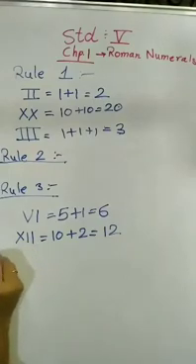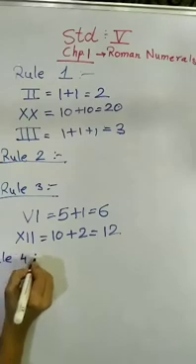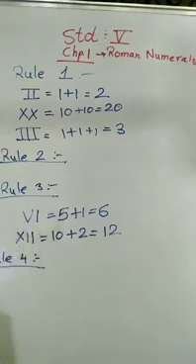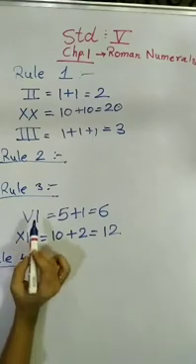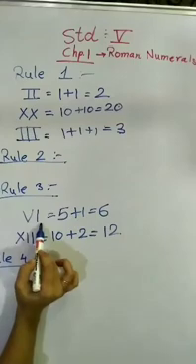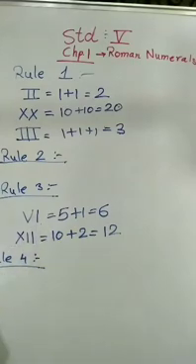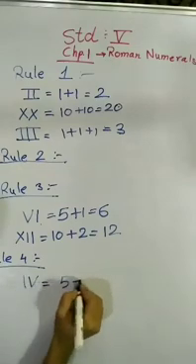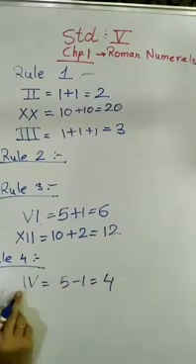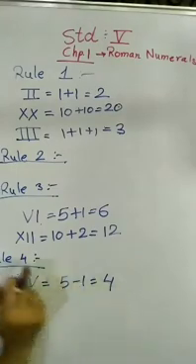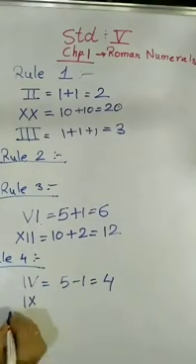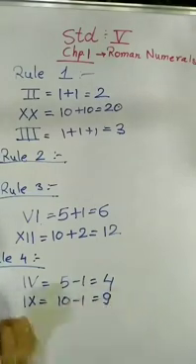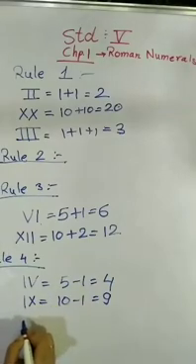Now move to rule number 4. As I have written to the right side, if I write I to the left side, it means we will subtract 1 from 5, that is 5 minus 1 equals 4, so the value of IV is 4. In a similar way, with I written to the left of X, the value is 10 minus 1, which equals 9. Okay, take one more example.